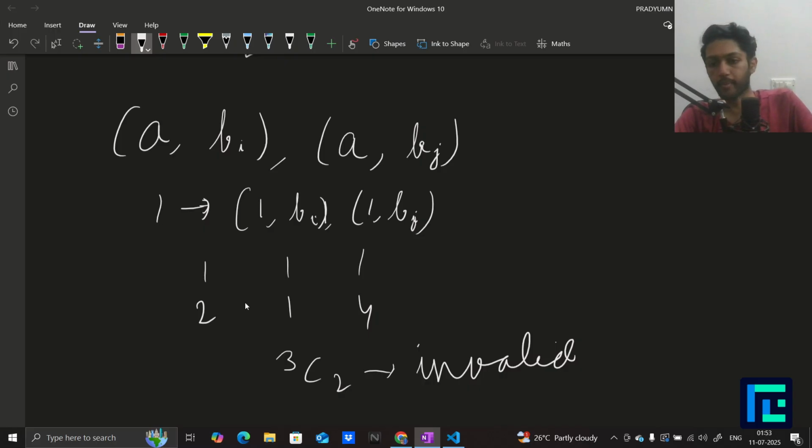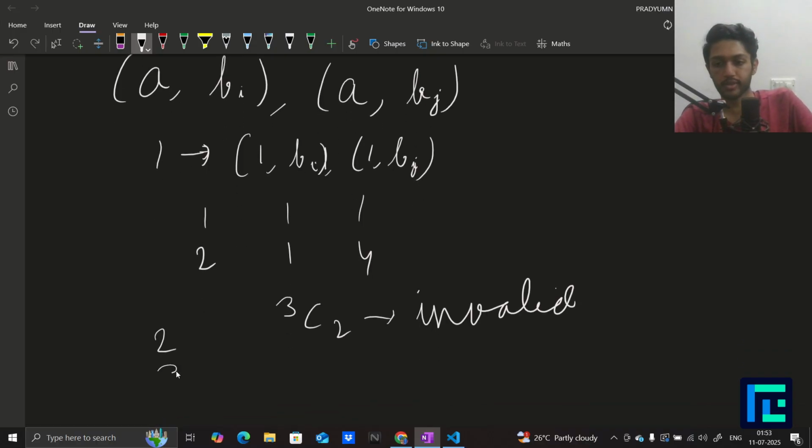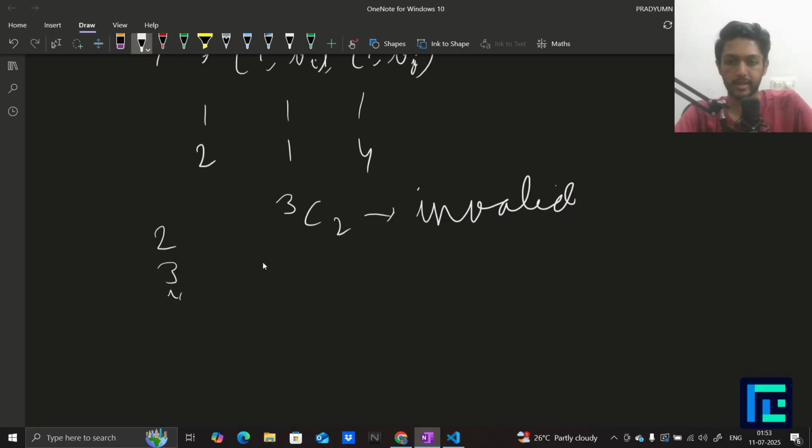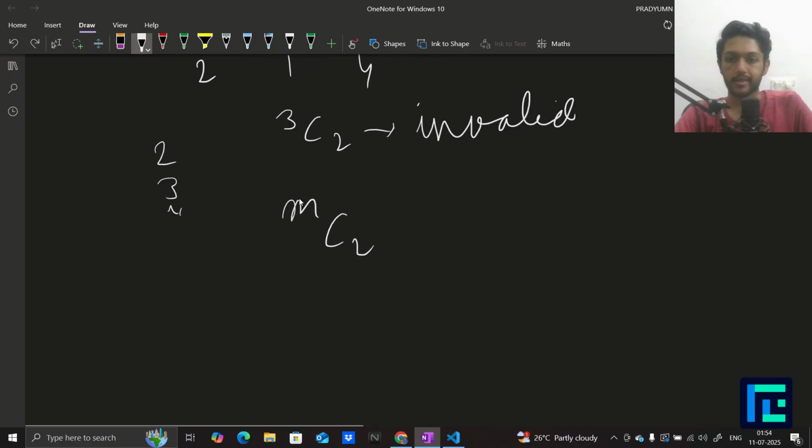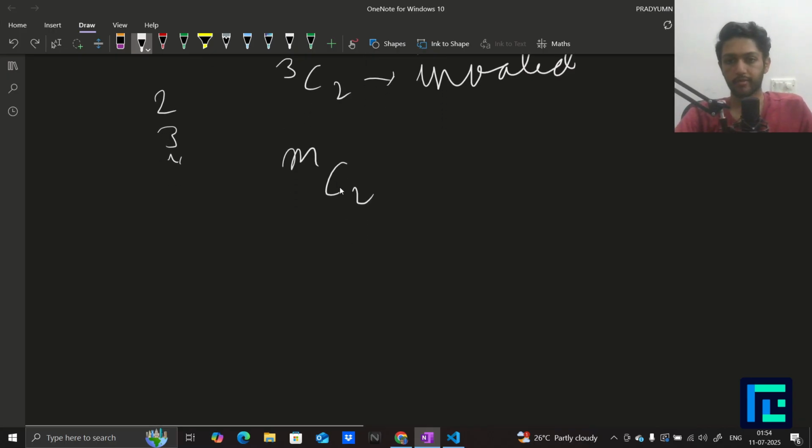So I just did it for 1. Like I knew that 1 was in 3 pairs, so I just did that for 1. Then you will do it for 2, then for 3, and so on. So you will do it for all the boys. Let's say a boy is in some m pairs, then mc2 is the number of invalid pairs because the boy is the same, right? And then we can just add that up, and we will get the number of pairs which are invalid because some boy is the same, right?